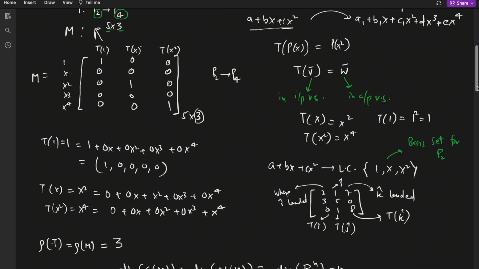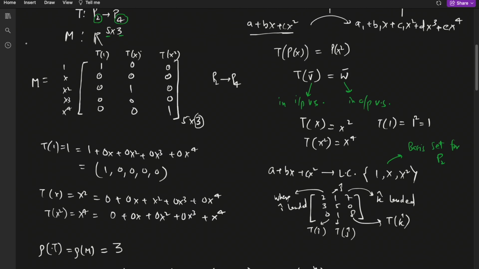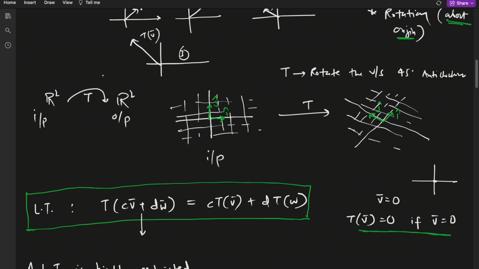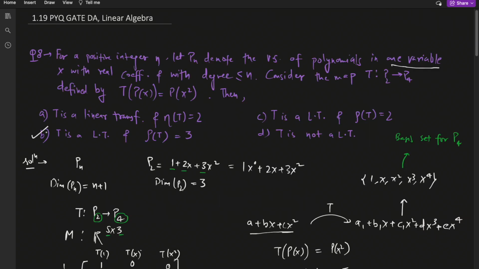And also this is a linear transformation. If you want to find what a linear transformation is, I have explained it in the video on linear transformation. To check whether any transformation is a linear transformation or not, you need to check this condition, that the transformation of cV plus dW should be this. Then option B is correct.